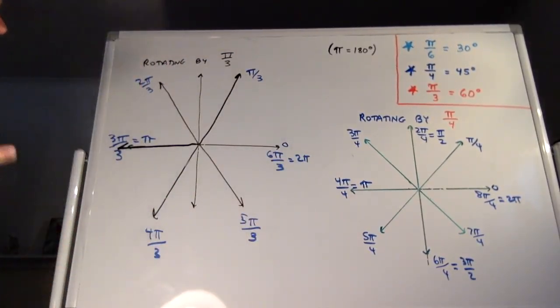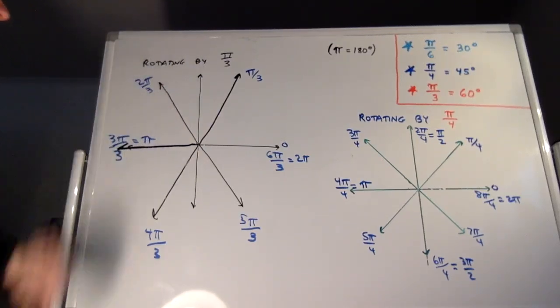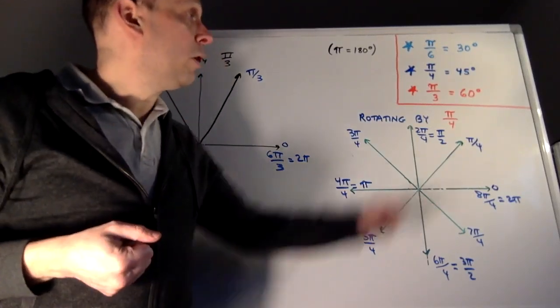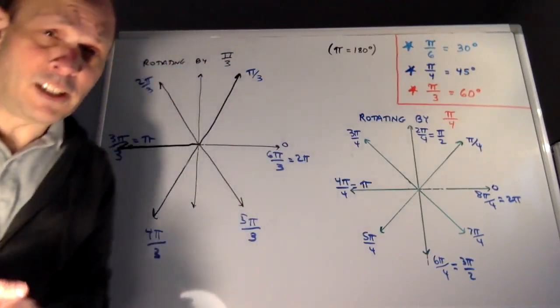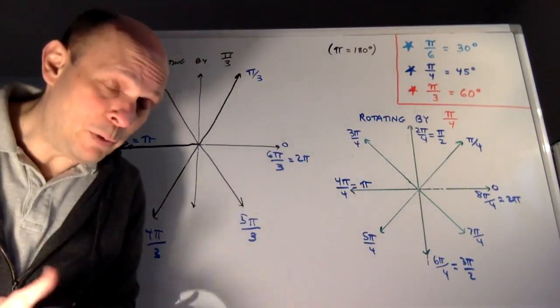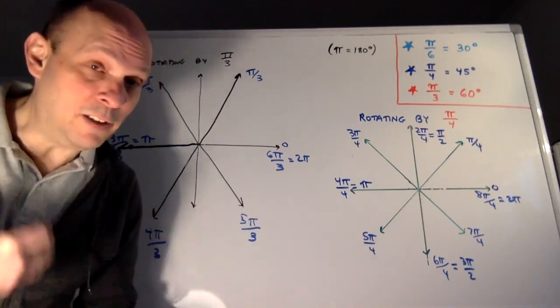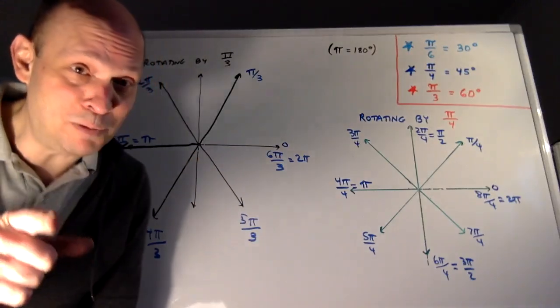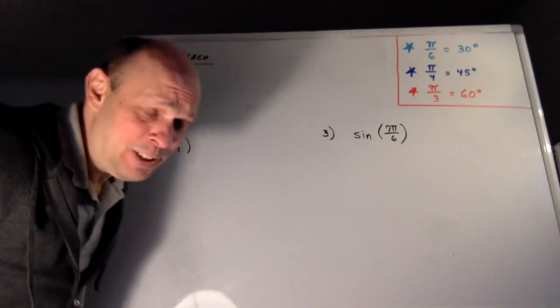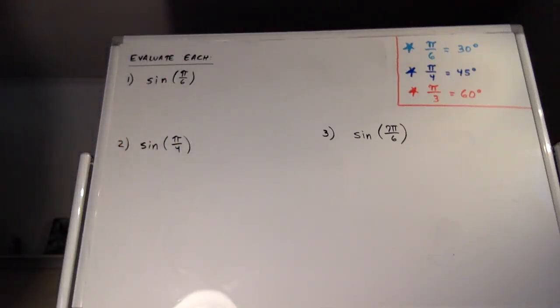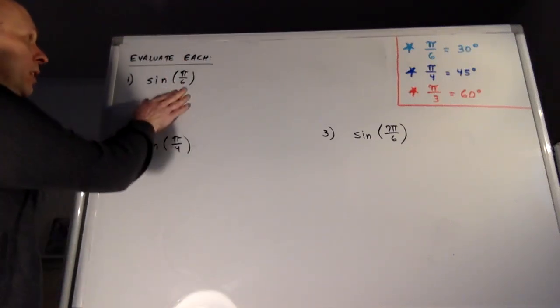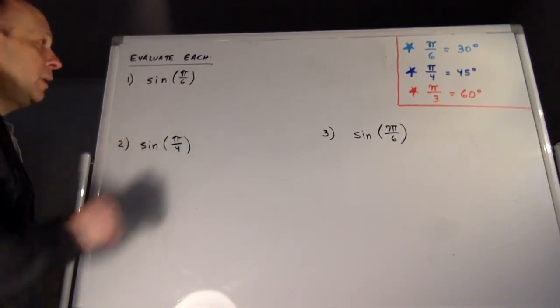So if we get good at rotating by pi over 3 each time, or pi over 4 each time, or as we did earlier, pi over 6 each time, it's going to be really helpful because now we're going to start taking the sine and cosine of angles measured in radians. Coming your way next. Okay, so now we're ready to find sine and cosine of angles given to us in radians. So we're going to evaluate each of these.